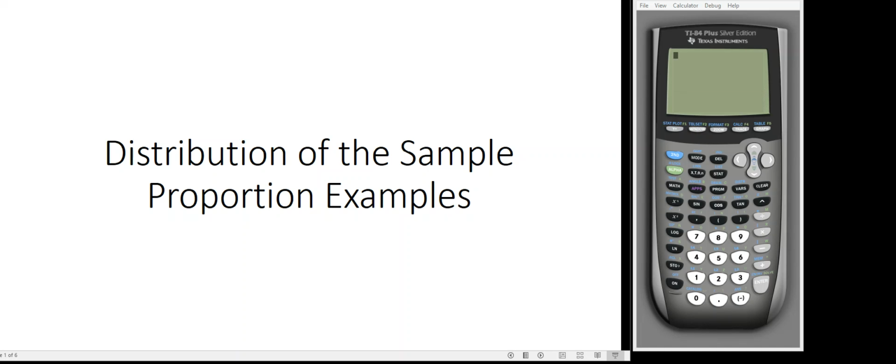In this video, we're going to look at the distribution of the sample proportion, and we're actually just going to do some examples. So from before, we had our definition of our sample proportion, so we're going to review that and then look at a few examples and really dive into that material.